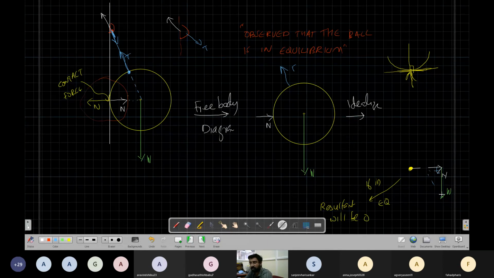But with the corrected scale, it will come like this. If it is drawn like this, then it will match.